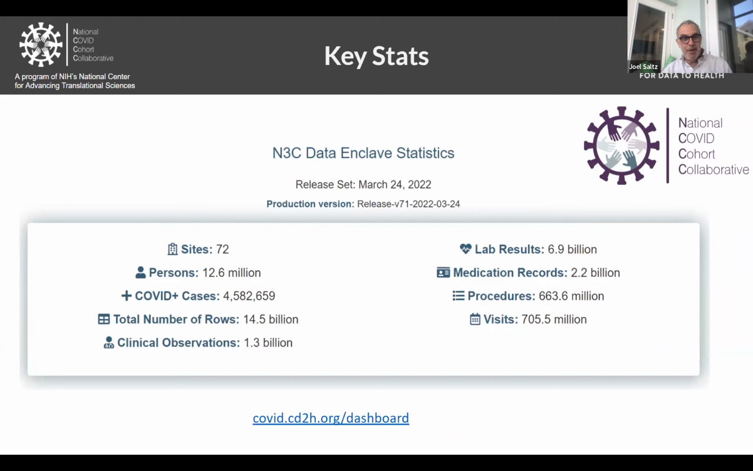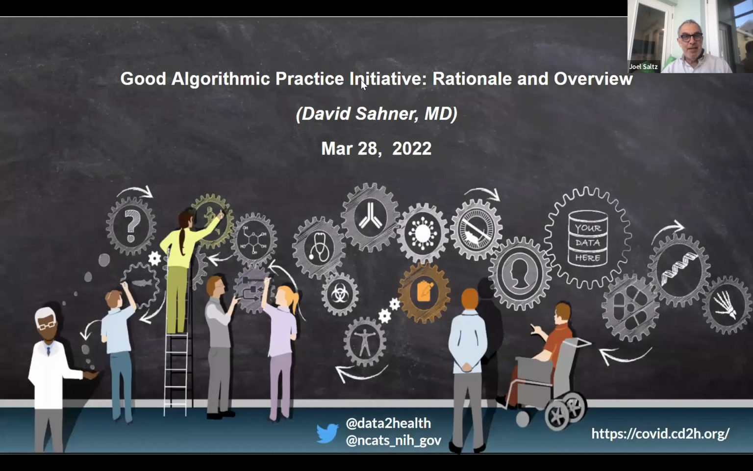4.5 million COVID positive cases in the Enclave. Actually, it's almost 4.6 million. So it's still growing, unfortunately. But it's quite a comprehensive collection, 12.6 million people. Next slide, please. And I think our first feature presentation.